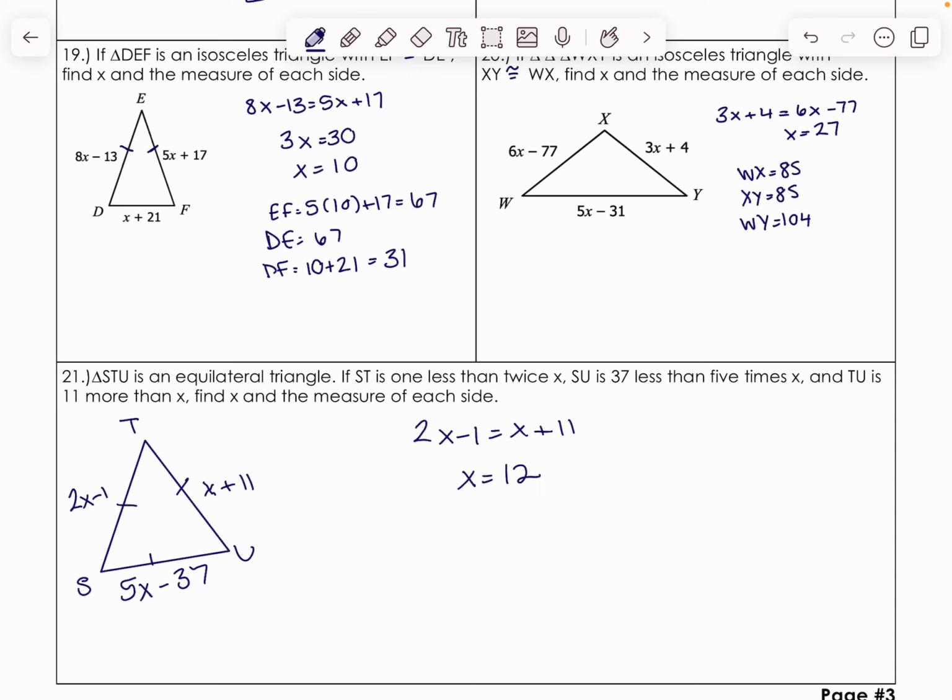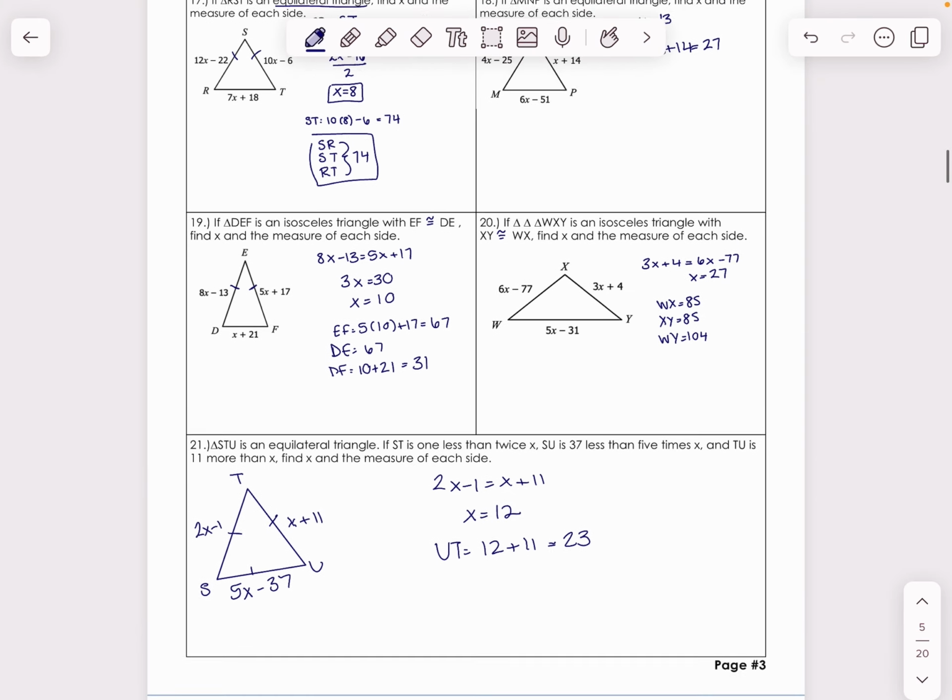All right, and then to find the measure of each side, just plug it in. So UT is going to be 12 plus 11, which is 23. All right, so that means all the sides are 23. So all the sides are going to be the same, which is 23. All right, and that is it for 4A.1.